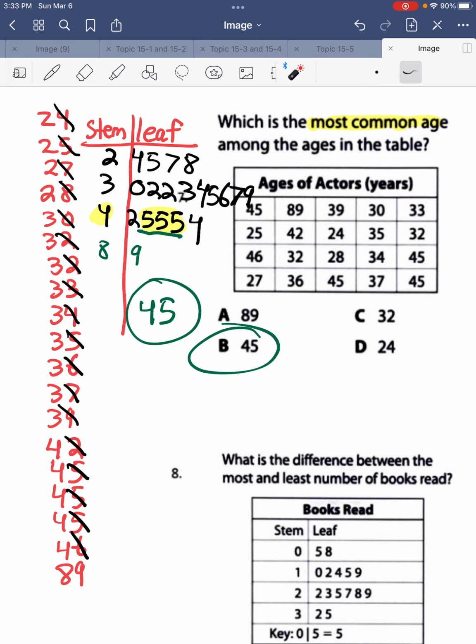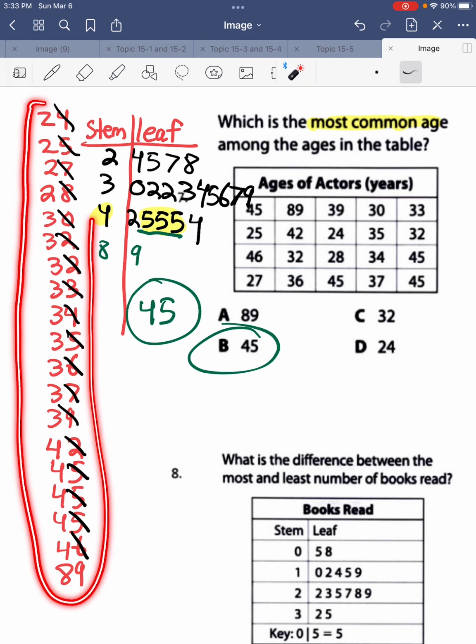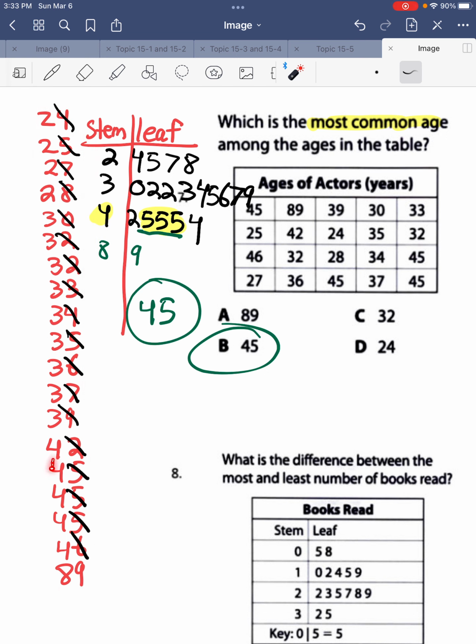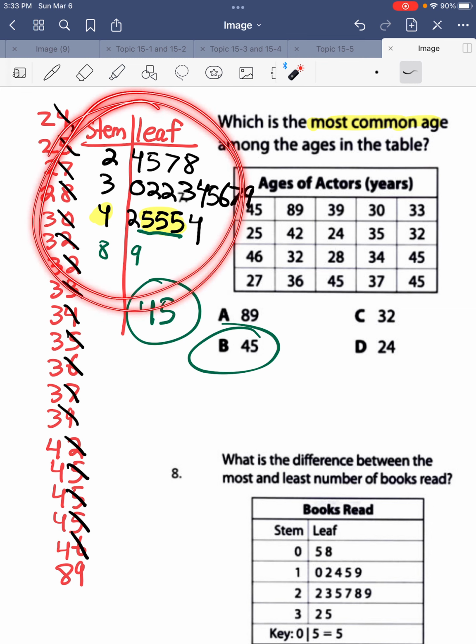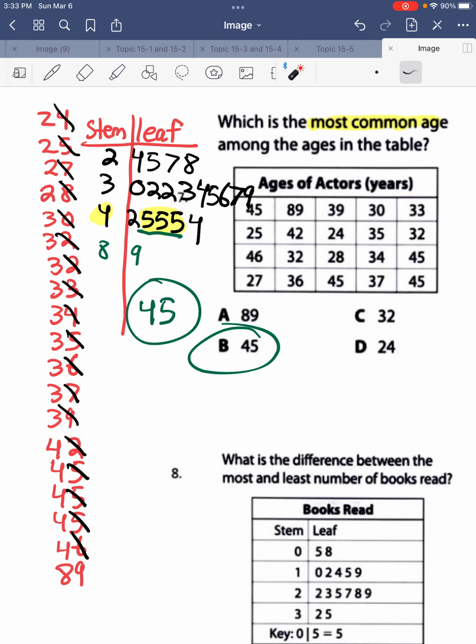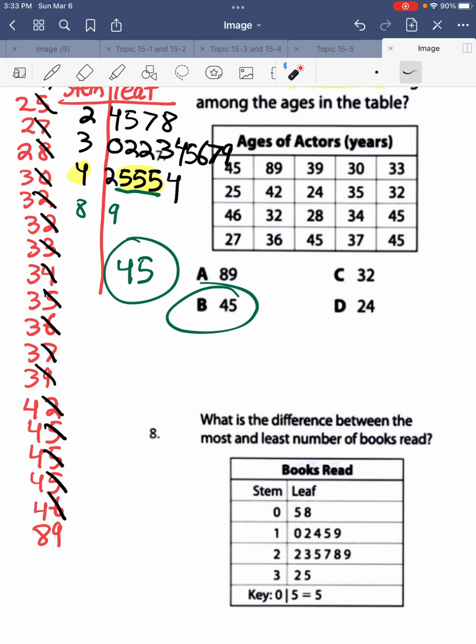You can do it this way too, where you just order them from least to greatest and see which number appears the most. 45 appears the most. You can do it that way too, but since we are learning about stem and leaf plots, this is the way you can do it, as well as you can put tallies. There's multiple ways you can do this.